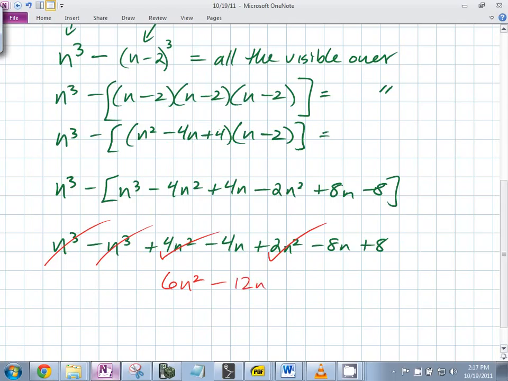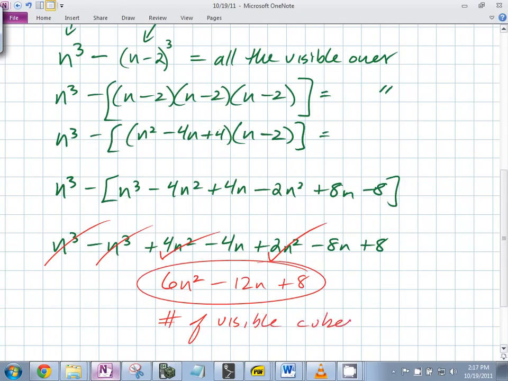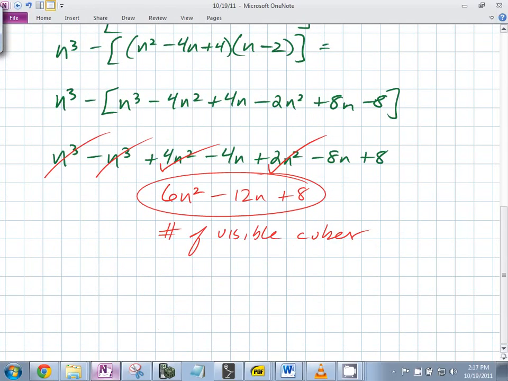Can you factor that? Here's a hint: everything is factorable. Is it factorable nicely? What's the easiest thing you can factor out of each of those? 2. So you get 2 times 3n squared minus 6n plus 4. So it would be 3n and n. Is this entirely necessary? No, this is the final answer, but we factor just to practice a little bit of factoring.